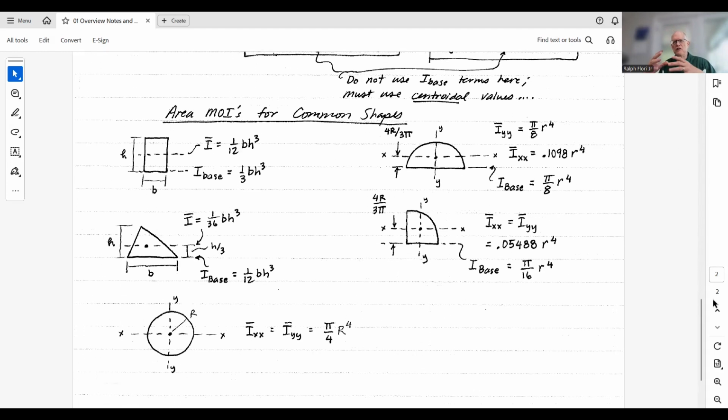So you'll need to know, and you need to have tabulated the area moments of inertia for common shapes. And so a rectangle about its centroid, I bar is 1/12 BH cubed, and I base is 1/3 BH cubed. We'll explain this more in a moment. These are the values for a triangle, for a circle, for a half circle, for a quarter circle. And again, we'll use these more when we get to composite shapes in our next lecture, but they're here for your reference for now, but you need these.